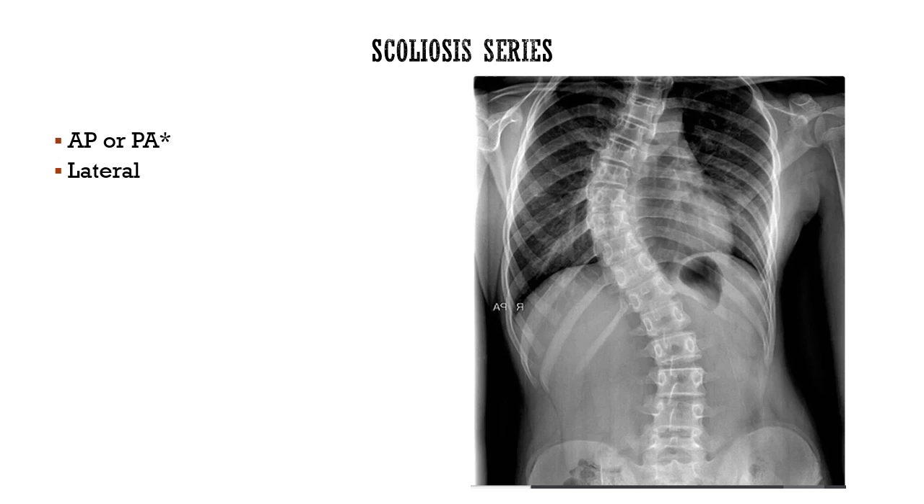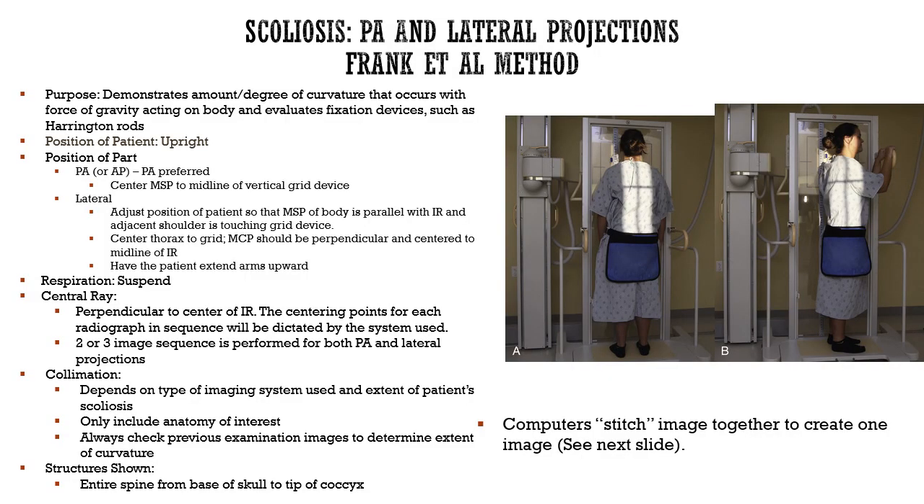Now we do have what is called the scoliosis series. This is a common projection where we're using a 14 by 17 with the thoracolumbar area being shown. This can be performed AP or PA, and often with the lateral projection. The method that's recommended in Merrill's is to do PA and lateral projections, either just a PA and lateral on a 14 by 17. The other option is to do 3 views. So we'll take a look at that.